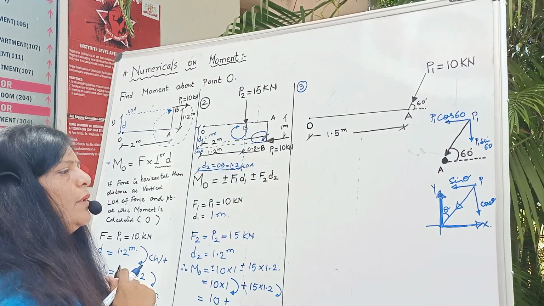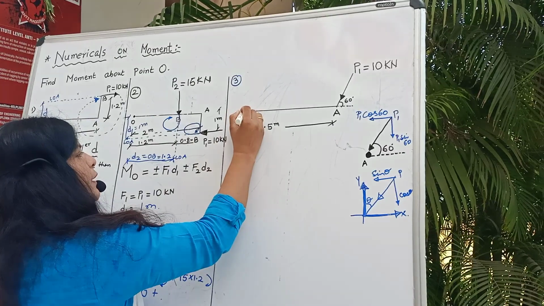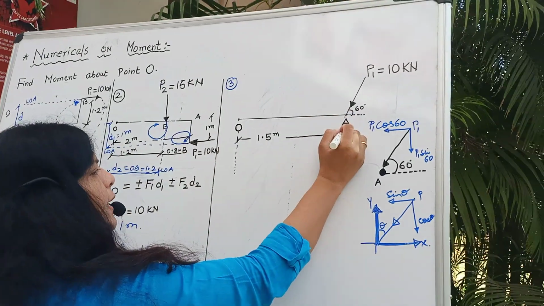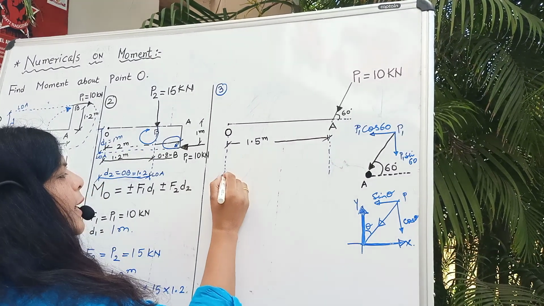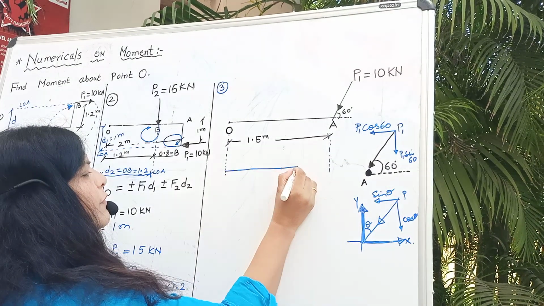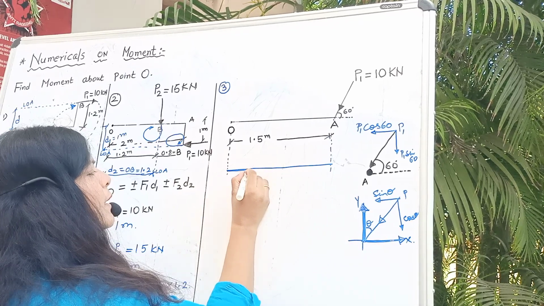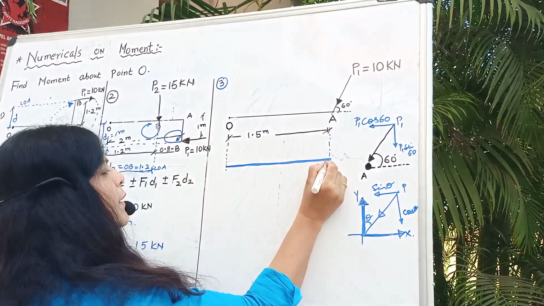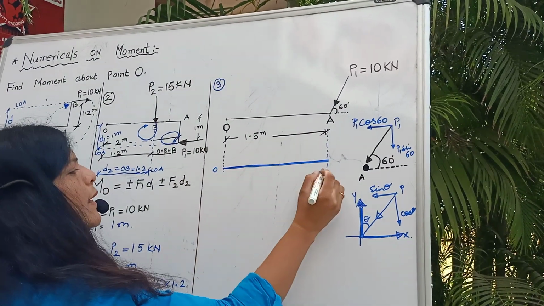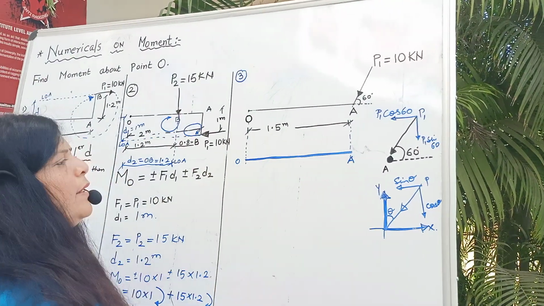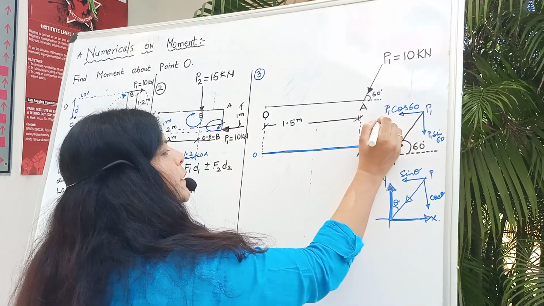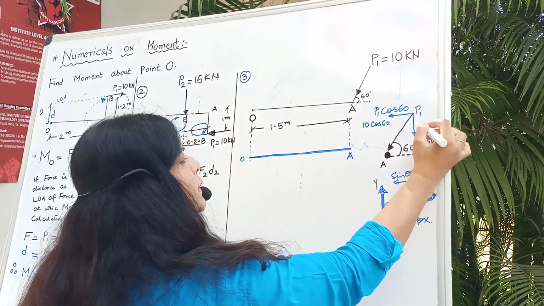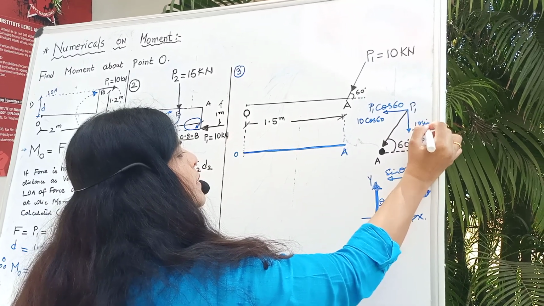Now how to draw a free body diagram? So we will take the point O in the vertical downward direction. We will take the point A in the vertical direction and we will draw a horizontal line. Okay. So this horizontal line represents O and A. Okay. Now P1 cos 60. What is P1? 10. 10 cos 60. And what is this? 10 sin 60.